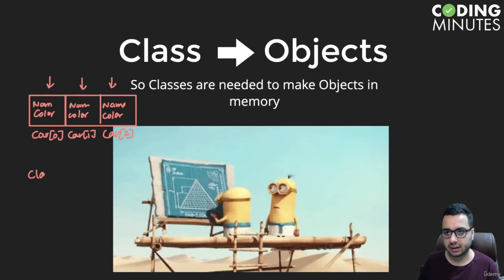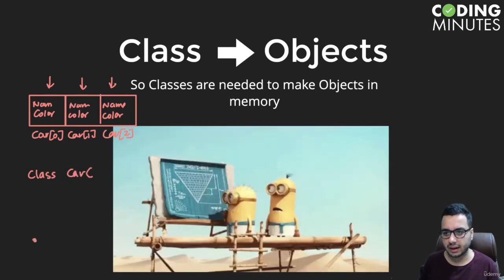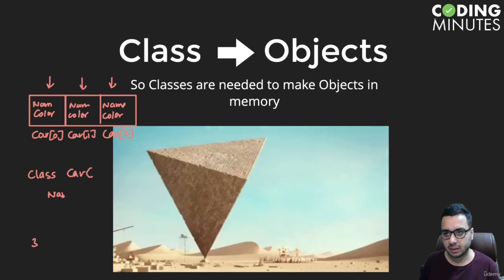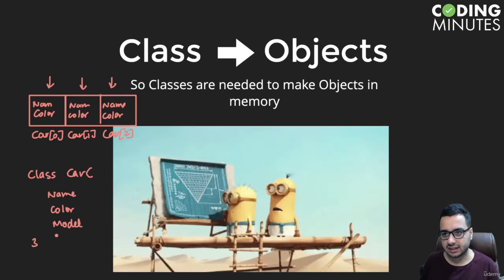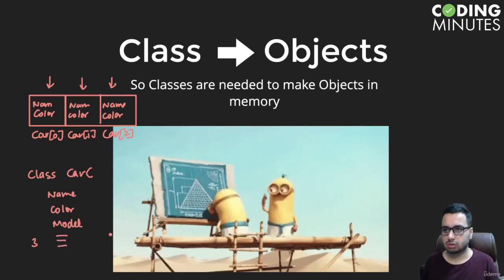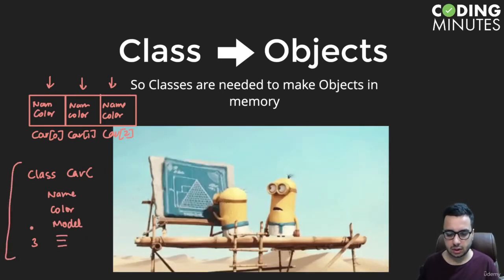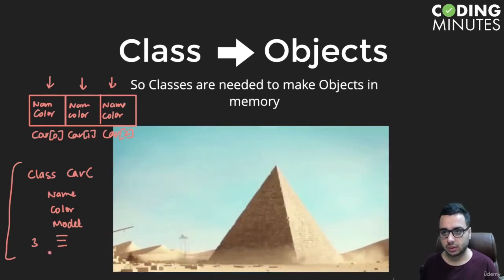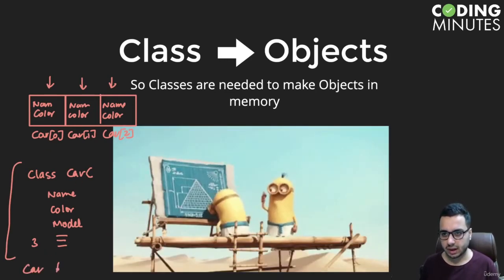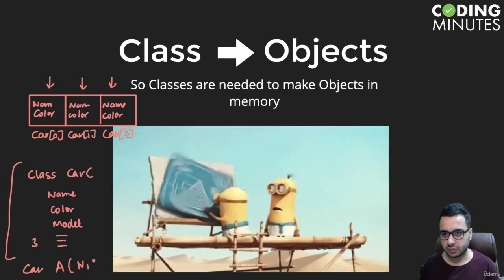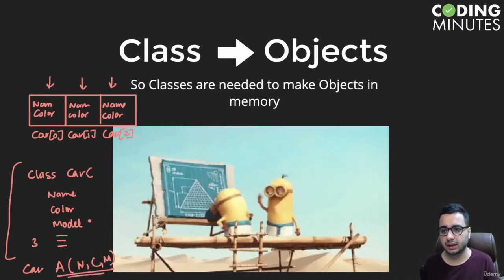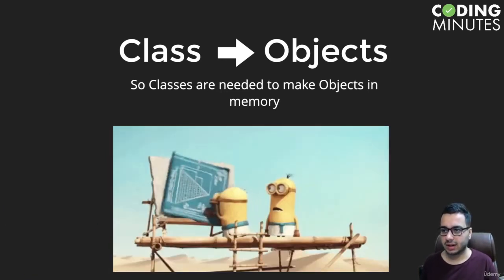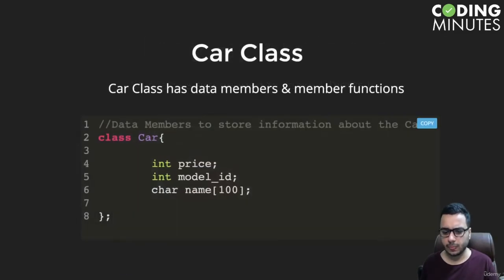So we would have defined a class car, and here we could have defined that this has a name property, a color property, a model property, and it has some functions as well. This code does not occupy space, but when you create an object from this code, for example, I say I want to create a car A with a certain name, color, and model, then this A object is going to take space in the memory. So that's what I'm talking about. Now let's see how the code would actually look.